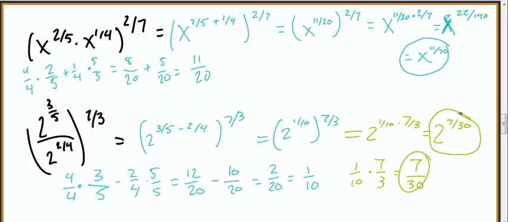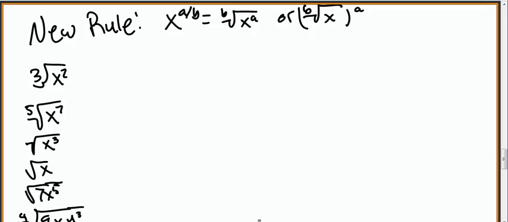All right? So now I want to talk about what does this actually mean? Like, who cares if I can write 2 to the 7 over 30? That's a nifty trick, Miss Anwyll, but when am I ever going to use that? Oh, all the time is what I'm going to say, especially if you make it to calculus. You're going to use it all the time. Okay? So our new rule here is x to the a divided by b is equal to the b root of x to the a, or the b root of x raised to the a power.